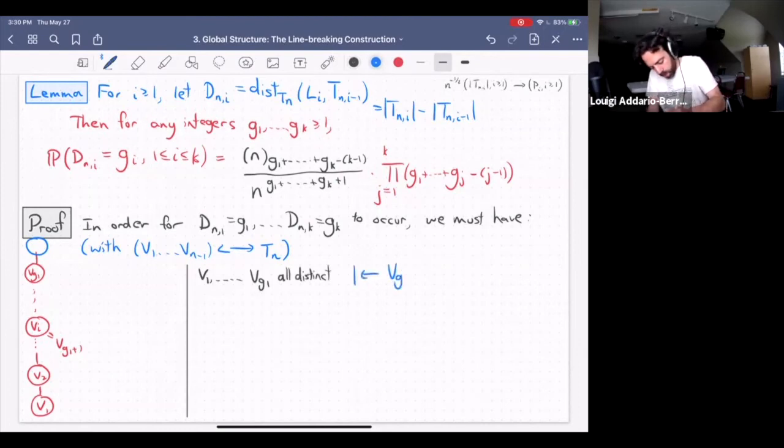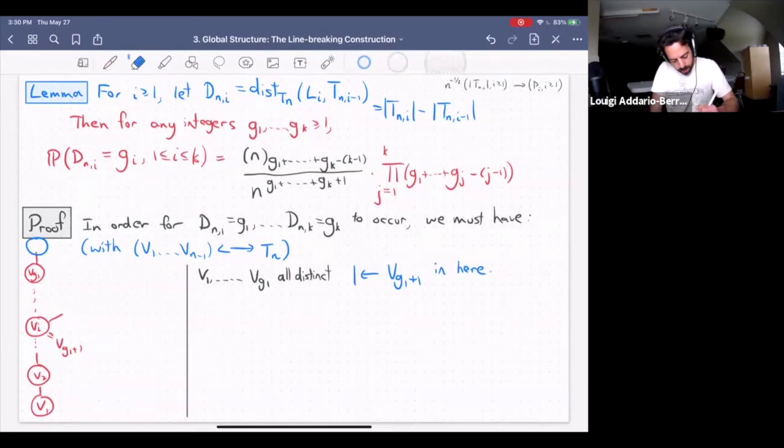So we see our first repeat. So vg1 plus 1 should be somewhere in this set. Okay, and then we need to build a second branch of length g2, which means that we see the next value after vg1 plus 1, that's vg1 plus 2, and then vg1 plus 3.